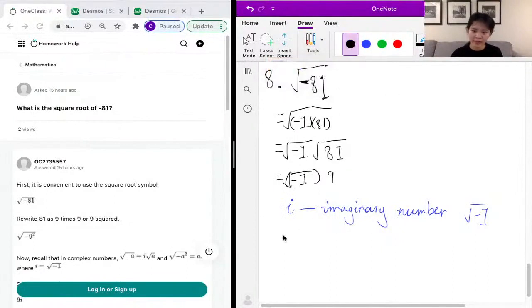So right over here for our problem, we just write down i times 9, and i is just the square root of negative 1. That's all there is to it for the sake of this question. So the square root of negative 81 is 9i. And this is our solution for this question.